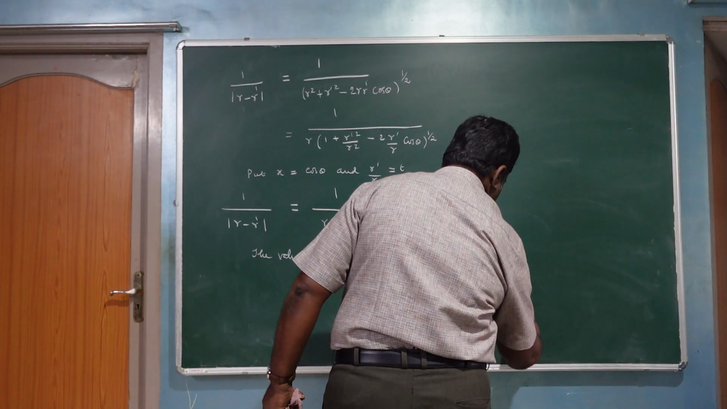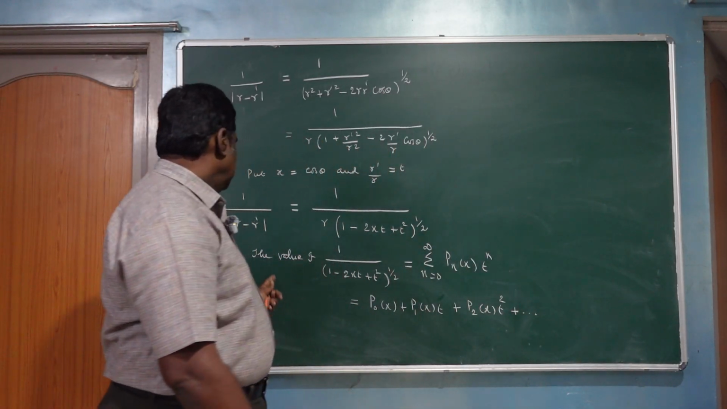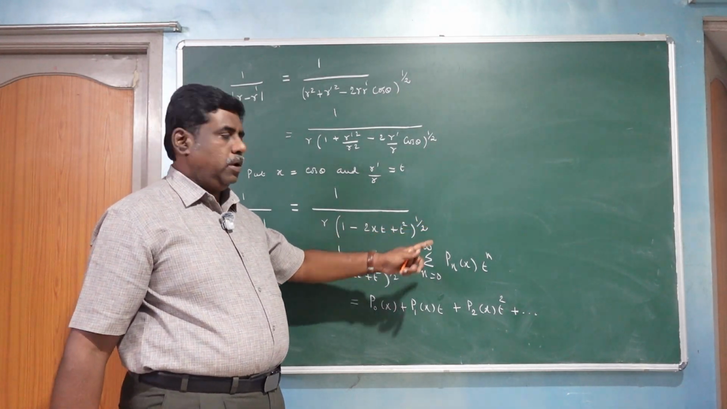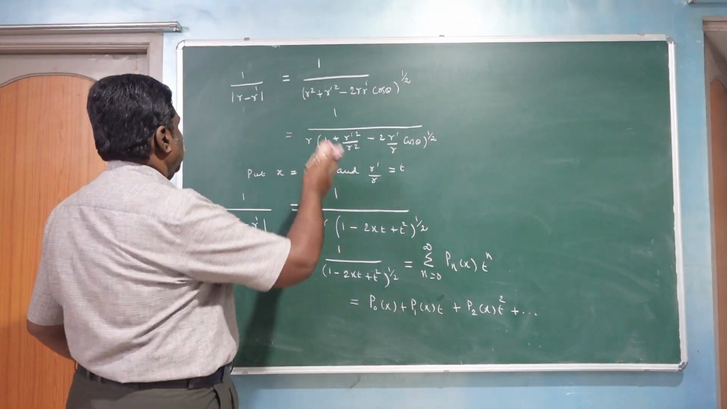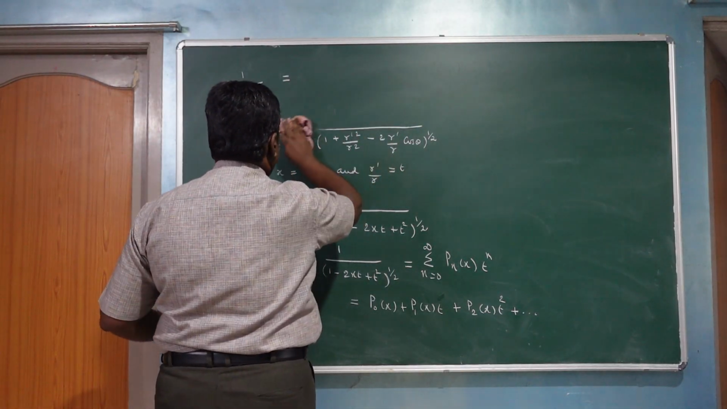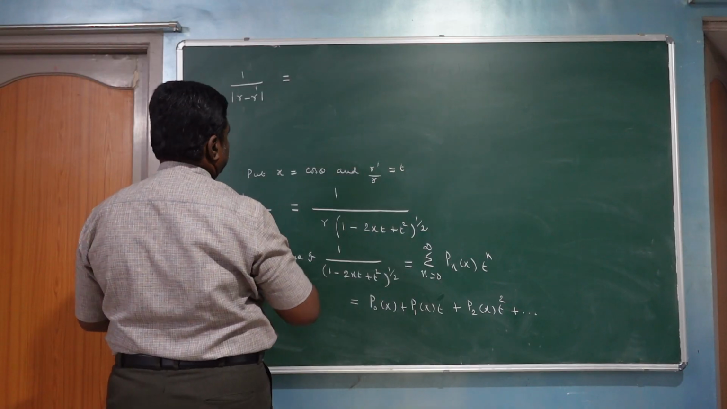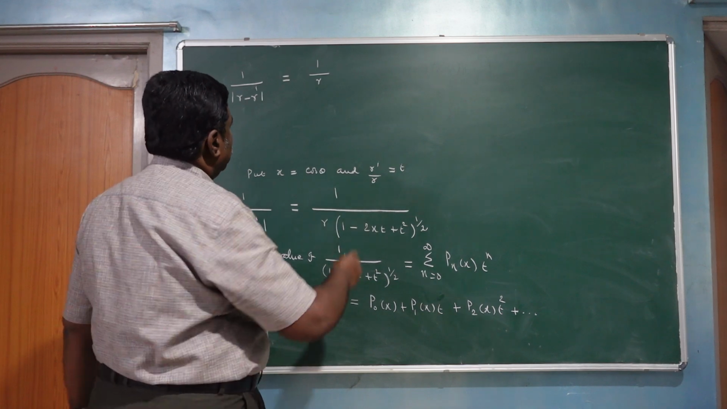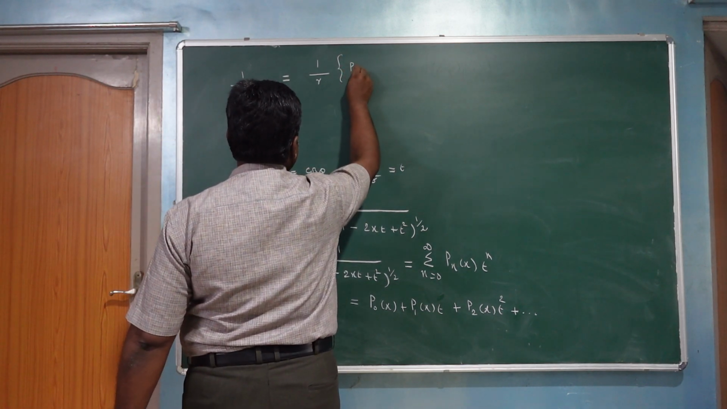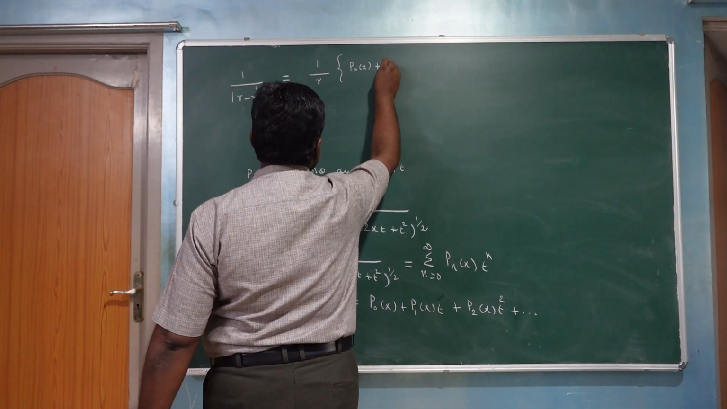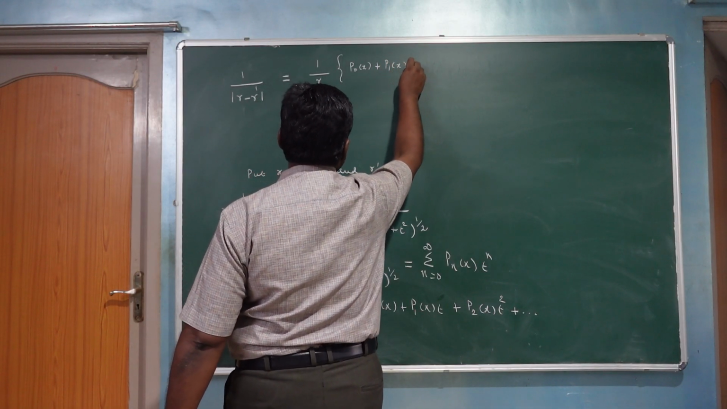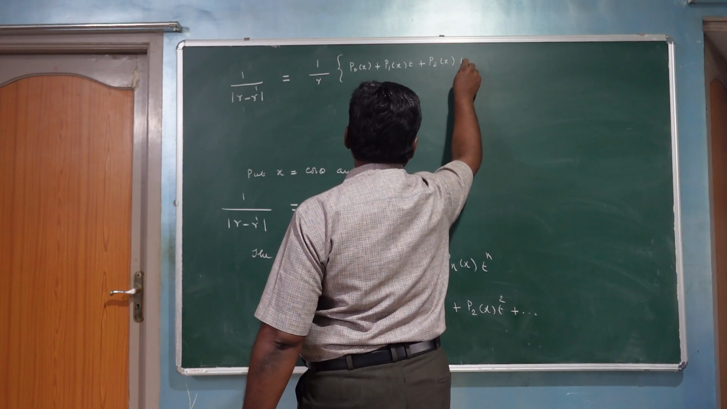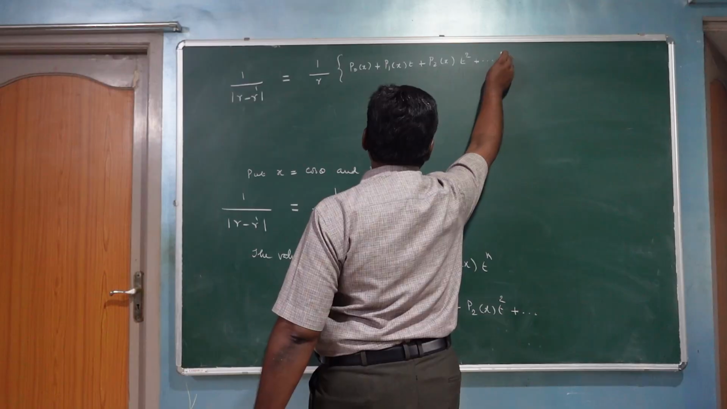Put a plus and dot. This is the value of 1 divided by 1 minus 2xt plus t square power half. Now, this equation is modified as 1 divided by r into P0 of x plus P1 of x into t plus P2 of x into t square.